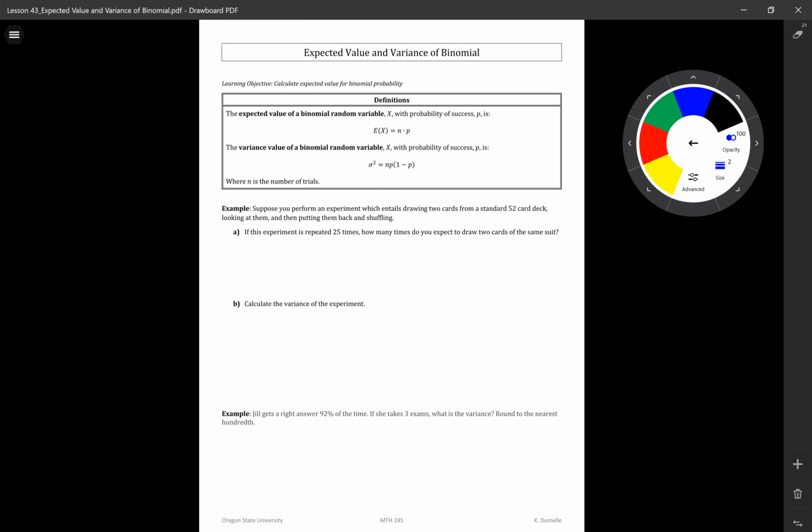So suppose you perform an experiment which entails drawing 2 cards from a standard 52 deck, looking at them, and then putting them back and shuffling. If this experiment is repeated 25 times, how many times do you expect to draw 2 cards of the same suit? So this is expected, right? So we're dealing with the expected value. What is our number of trials here? Well, we are doing this experiment 25 times, so our n is equal to 25.